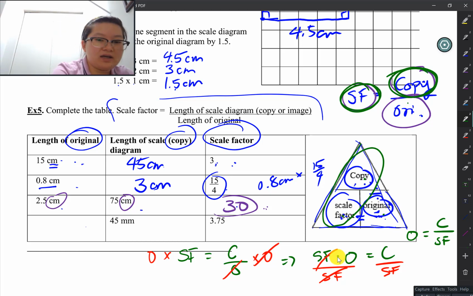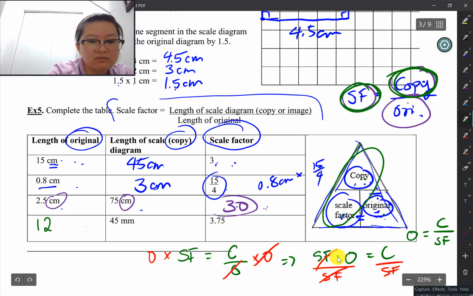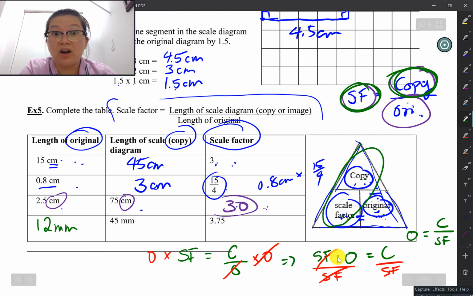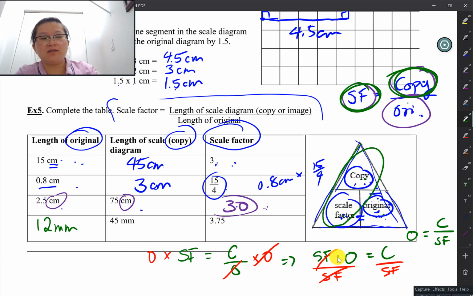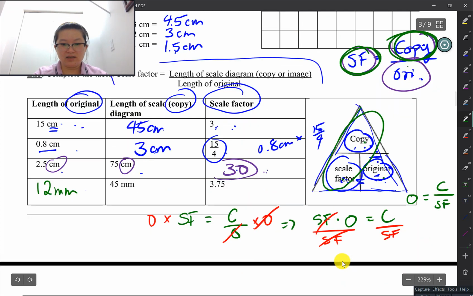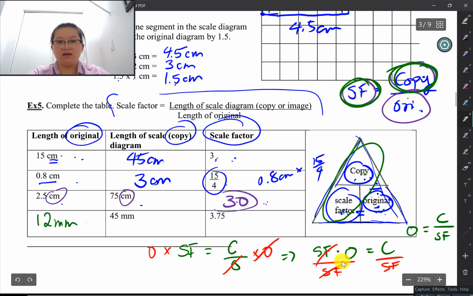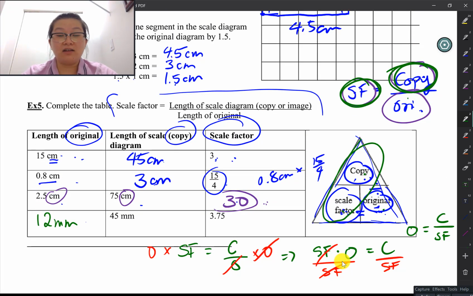So I take my copy, which is 45, divided by my scale factor, 3.75, and I get 12, which is my millimeters. And guess where you saw this number before? With the mosquito question. So it would be a good way to check your answer by going back. Okay, so I think this is it. All right, there you go. That's it. That's enlargements for you.